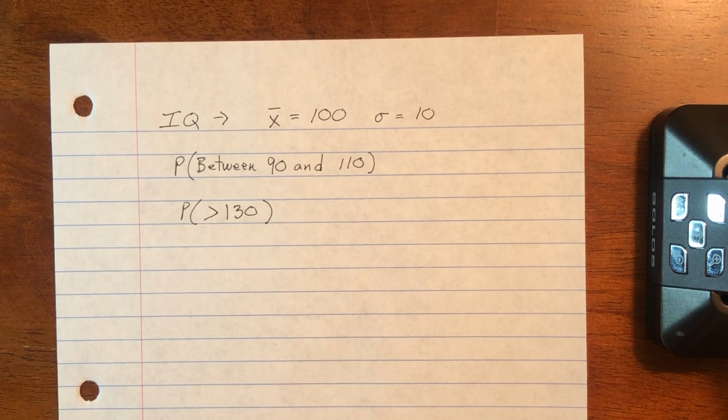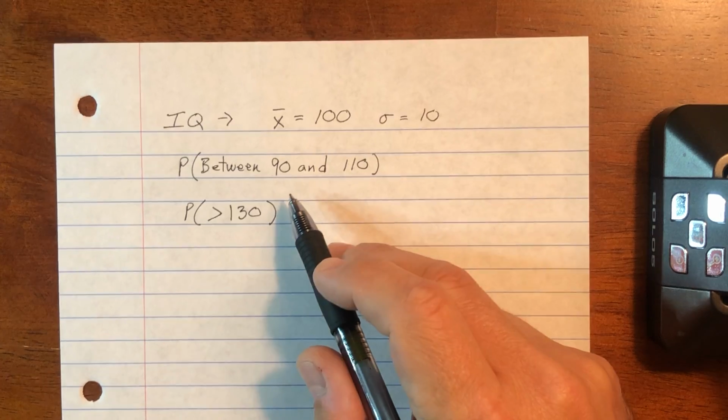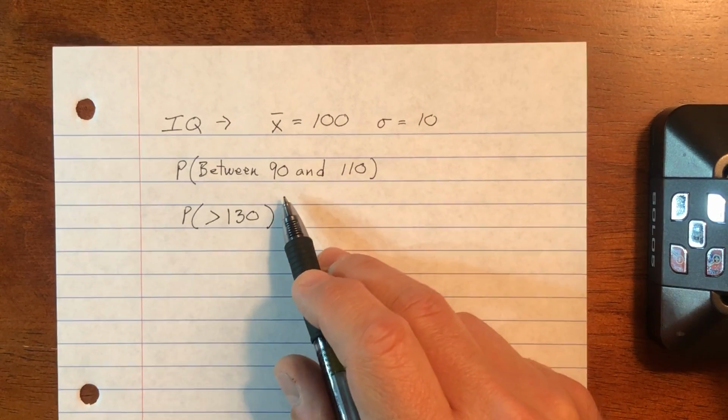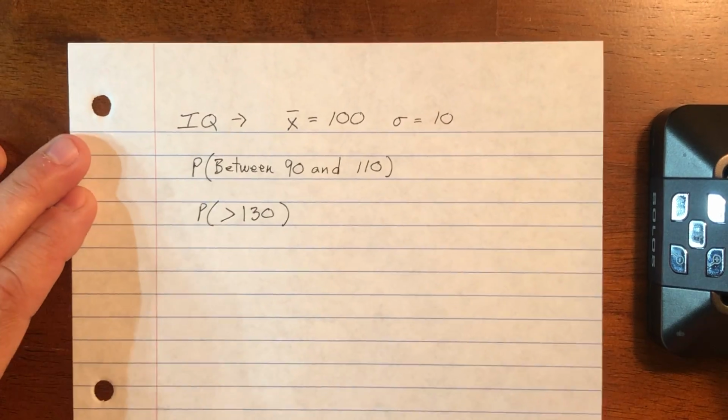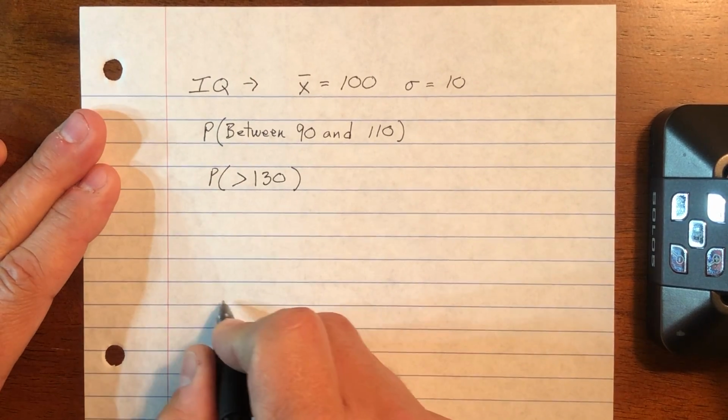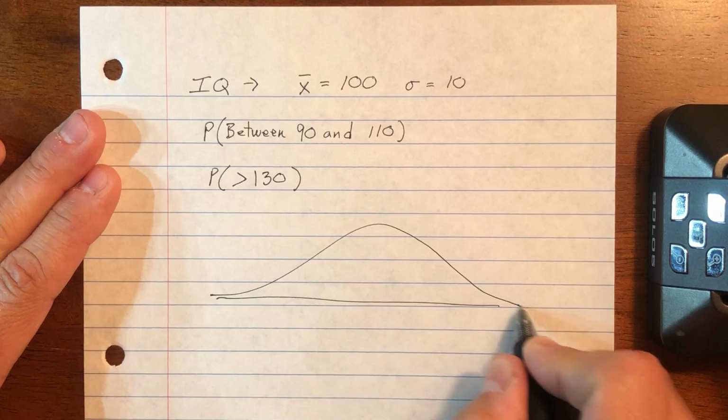An IQ of less than 100 means your intelligence is less than average, and more than 100 is better than average. But the standard deviation is 10. So what's the probability that somebody taken at random in the population has an IQ between 90 and 110? Well, on each of these problems, you're going to see me just sketching a little normal distribution.